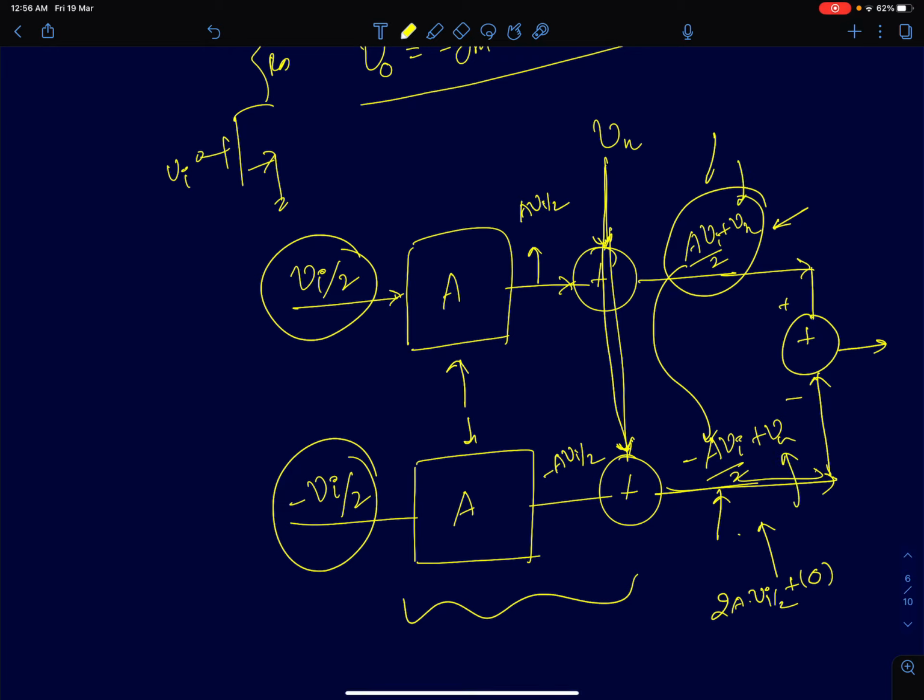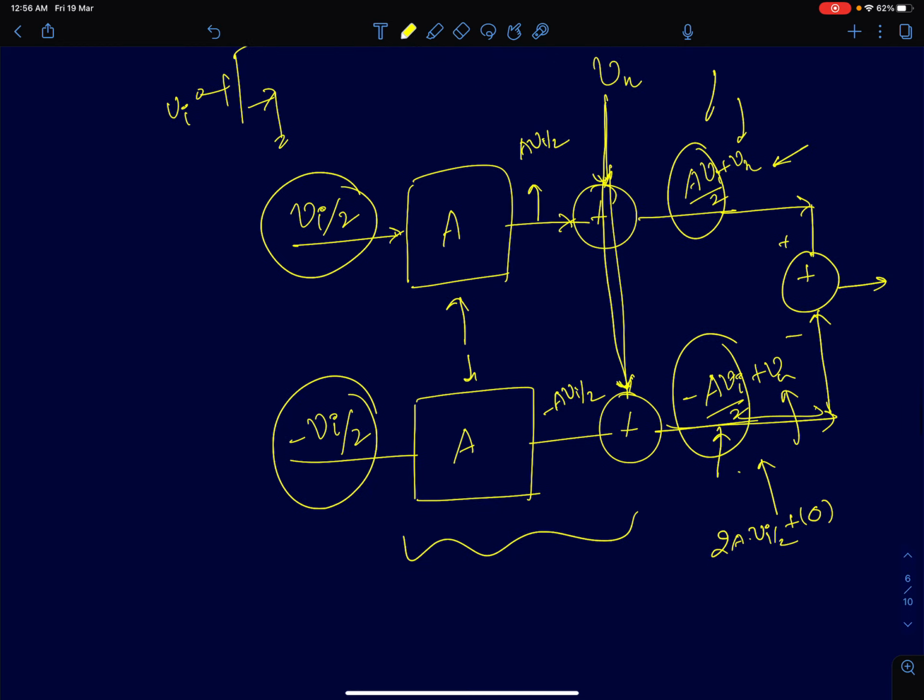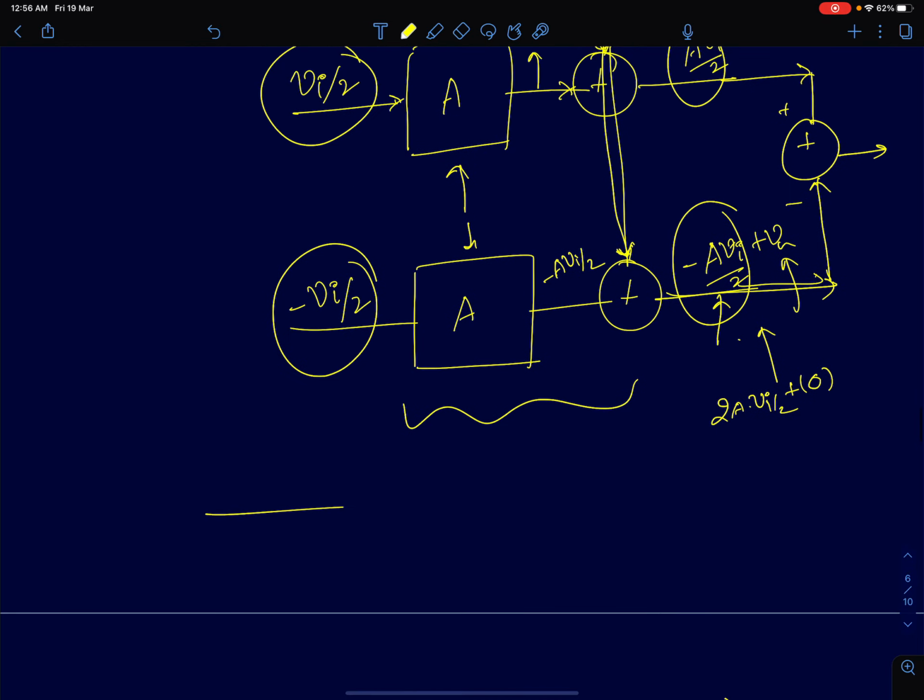So I'm going to call this signal Vn, because it's common to both of them, a common mode signal. And this signal, I'm going to introduce a new word here: a differential signal. I can call two signals differential signals if they are 180 degrees out of phase. To be more precise, since we are going to use this nomenclature throughout this course, I'll say that the DC voltages are also same for both of them.